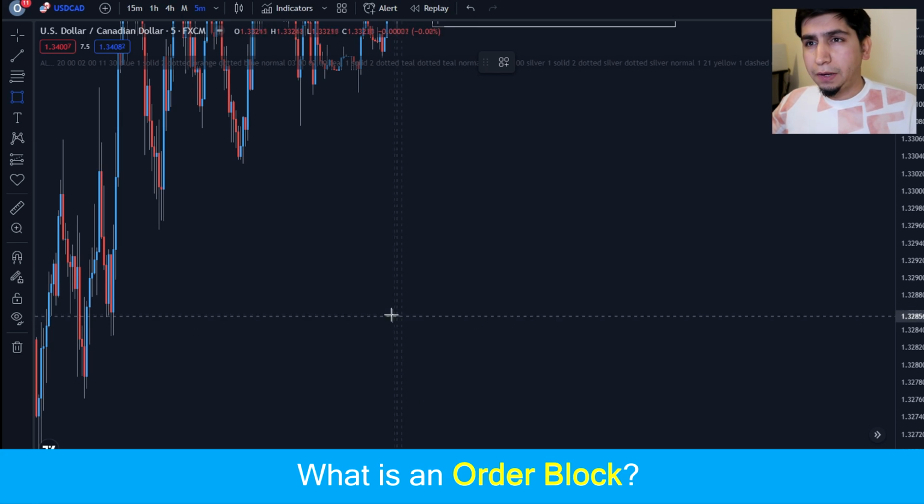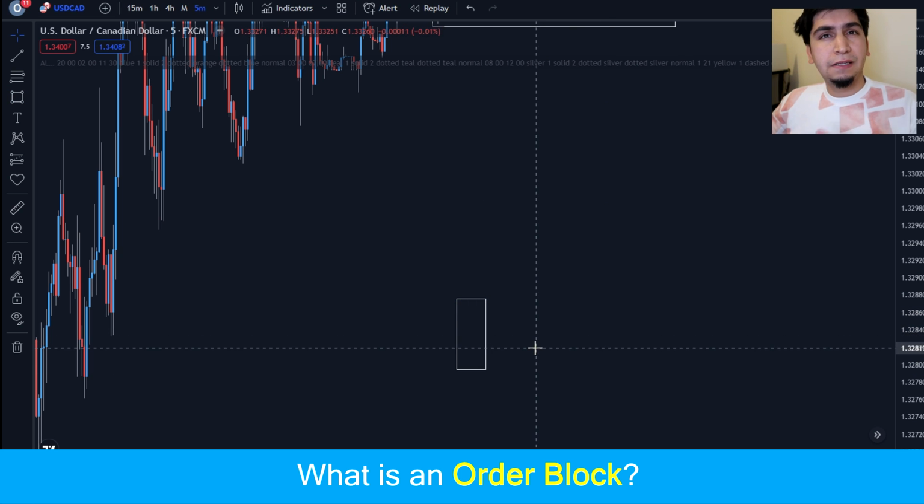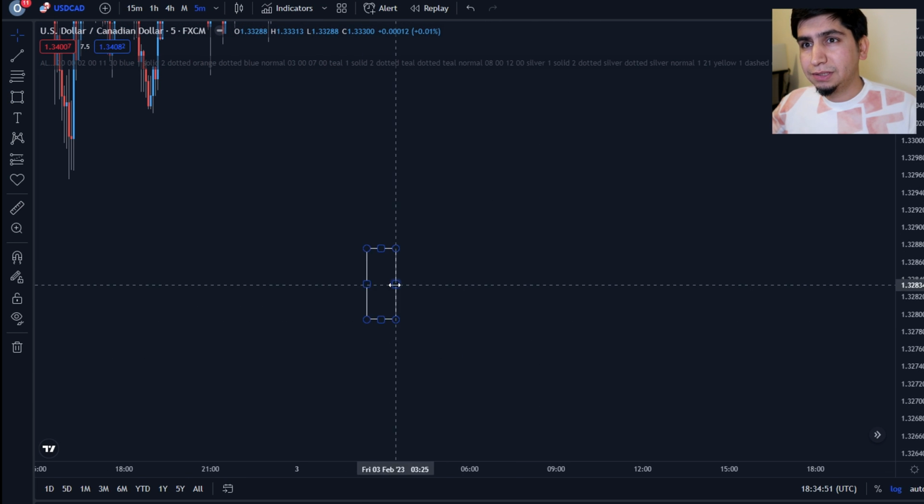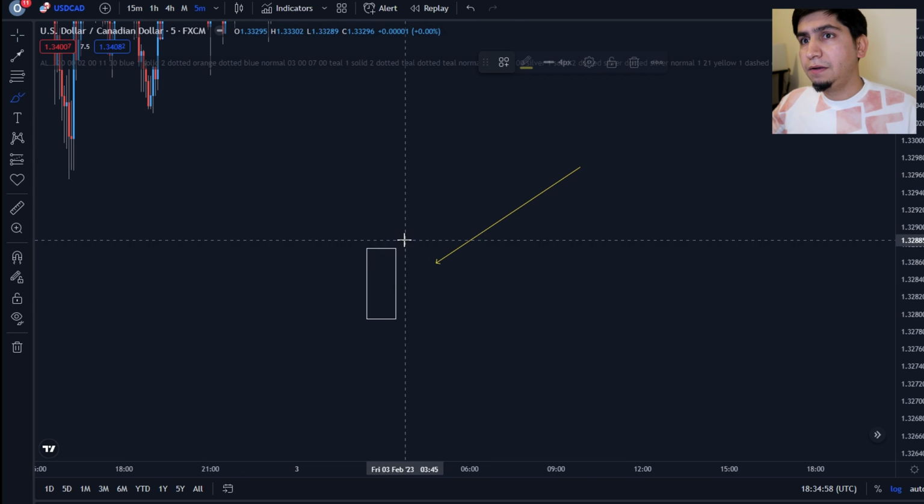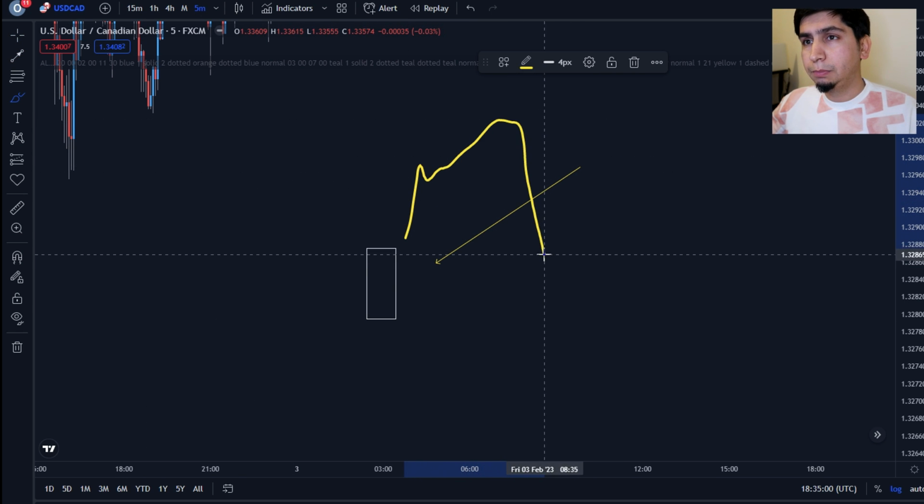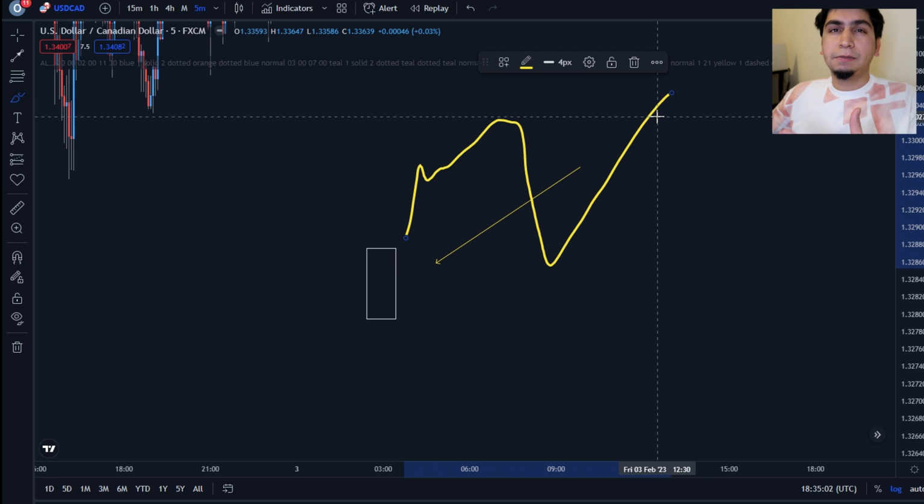What is an order block? An order block is a very specific candle in the market that looks something like this. What we expect price to do is have some sort of movement, come to this order block and then go up. That is the expectation from smart money traders, okay?